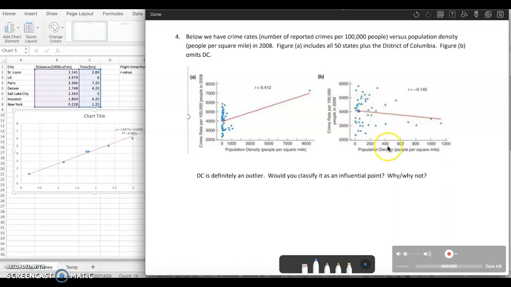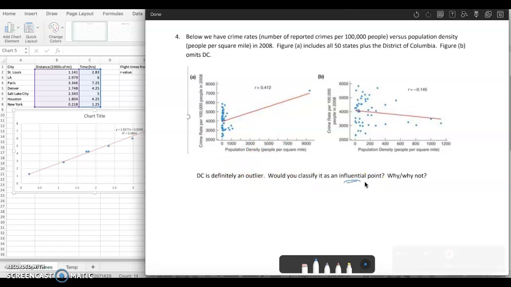It's a very weak trend. The population density versus the crime rate don't really seem to be associated very strongly at all. But it took it from a positive association, weak as it may have been, to a negative association, still very weak. So would you classify DC as an outlier? I would, it's definitely an outlier. Would you classify it as an influential point?